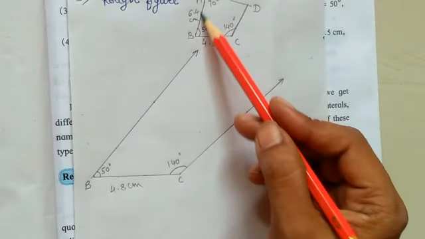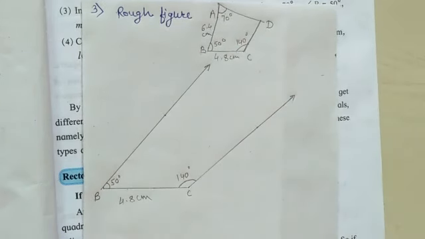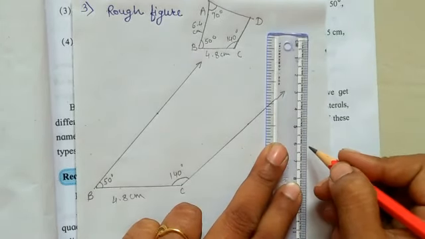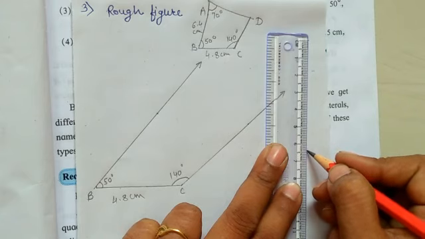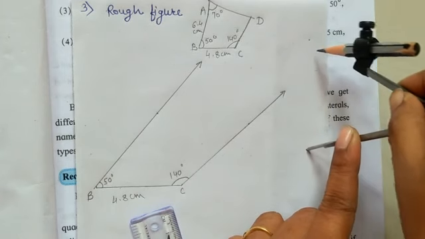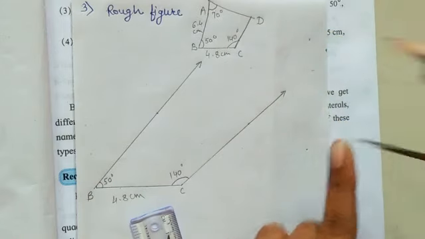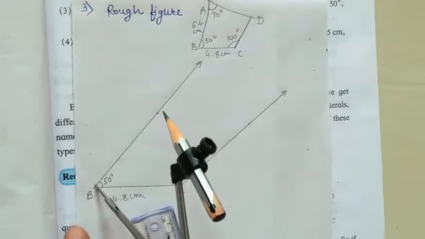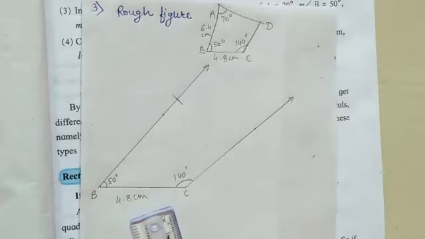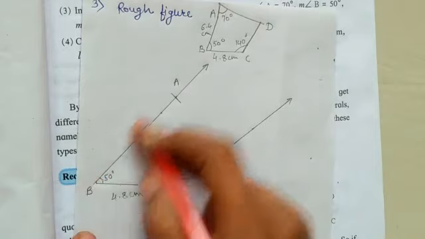Now students, we are having the measurement of line side AB. What is that? 6.4 centimeter. So let's take the measurement. 6.4. 1, 2, 3, 4. Take this distance into the compass or rounder. Now put the metal point over the point B. Put the arc. This one will be your point A. And what is the length of this AB?